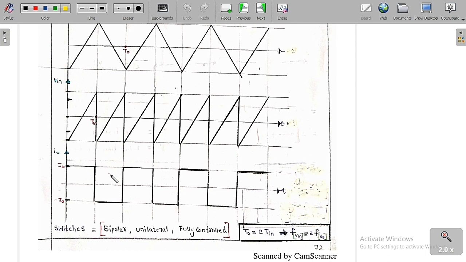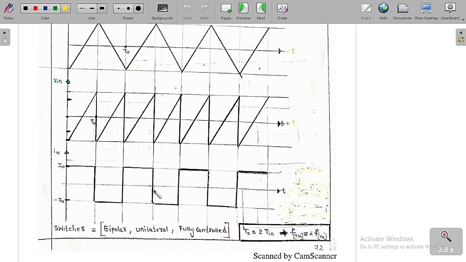Whenever T1 and T2 are on, simply we can say that the output current is equal to the input current, which is I0. Whereas if T3 and T4 are on, the output current is the negative of the input current, so therefore minus I0. So this is the way that you are going to draw this diagram.